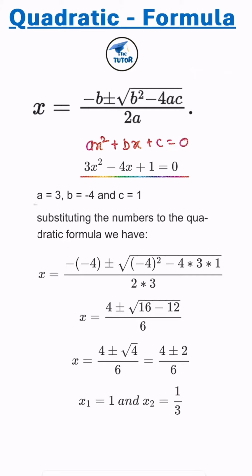Now see, at the place of a we have 3, so a will become 3. b is negative 4 and similarly c is 1. Now we are going to put the values in this formula.